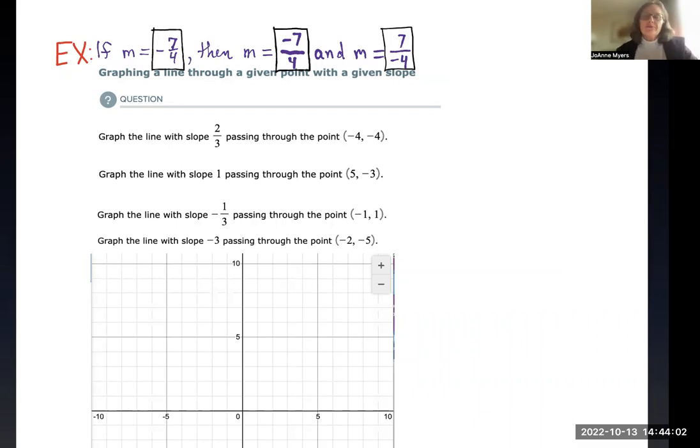This is week number 3, where we're working with linear equations. I want to give you more examples of how to find and write the equation of the line given the slope and y-intercept. So here we go. Graph the line with slope 2/3, passing through the point -4, -4.